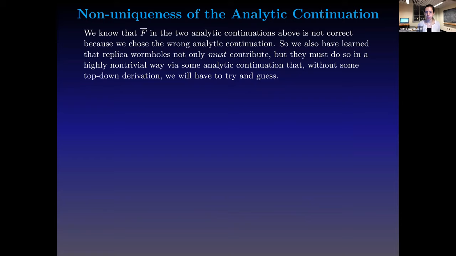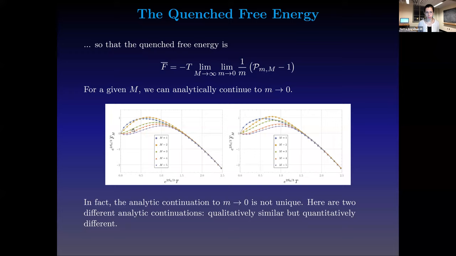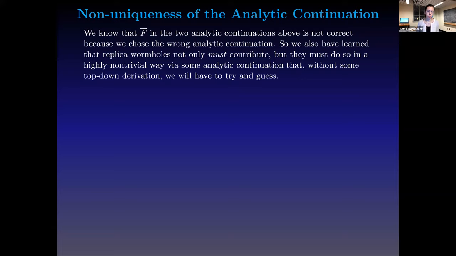And the reason that both of these have this non-monotonicity is that we just took the wrong analytic continuation in both cases. So not only have we learned that replica wormholes have to contribute here, in two senses: either you believe this thermodynamic story, or you just say they contribute to the von Neumann entropy. If they're dominating in the free energy, then they better contribute to the free energy. But they also have to do this in a very non-trivial way via some sort of analytic continuation that, without any kind of top-down derivation, we're just going to have to try and guess.